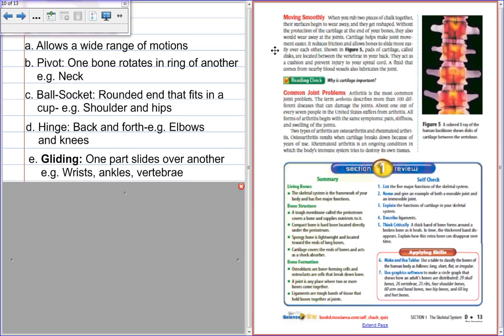Shown in Figure 5, pads of cartilage called discs are located between the vertebrae in your back. They act as a cushion and prevent injury to your spinal cord. A fluid that comes from nearby blood vessels also lubricates the joints. Okay, so here's an x-ray of the backbone. Discs of cartilage are between the vertebrae. So these are the discs of cartilage, I think. I don't know why they're purple.